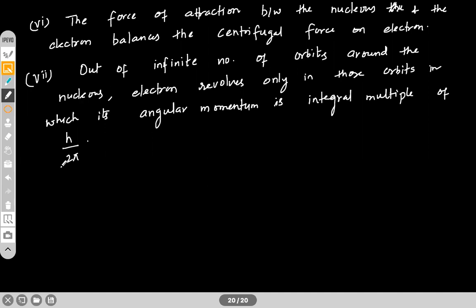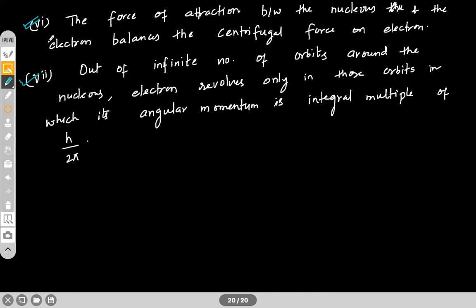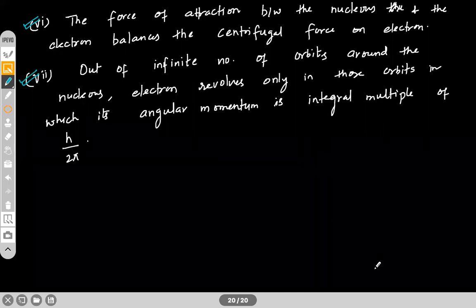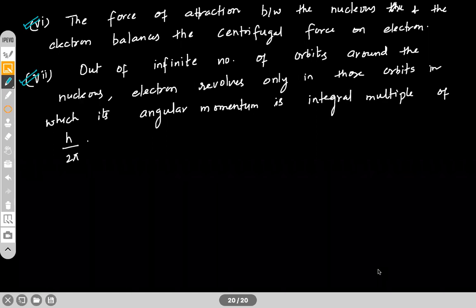Okay, so these are the postulates of Bohr's model. The last 2 points are very important because to get the formula and other things, we use these 2 postulates now. Yes, h is the Planck constant.